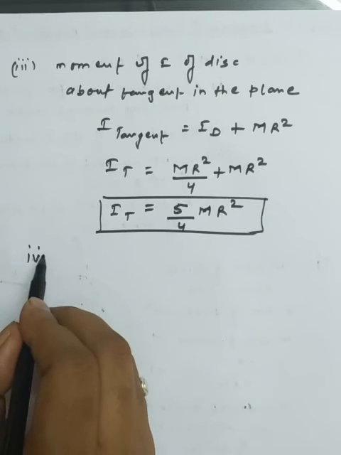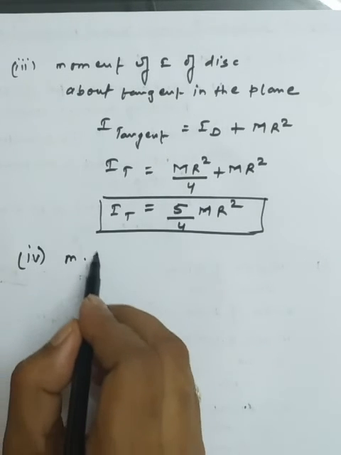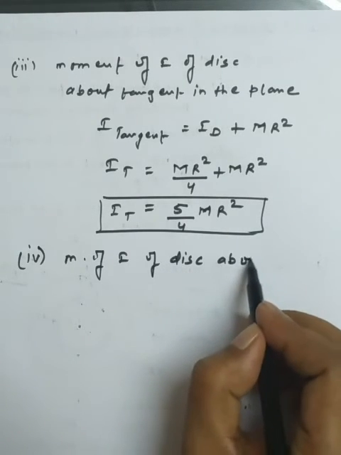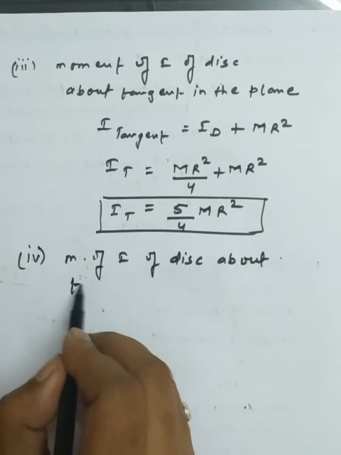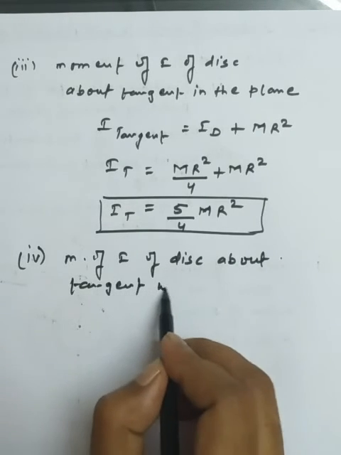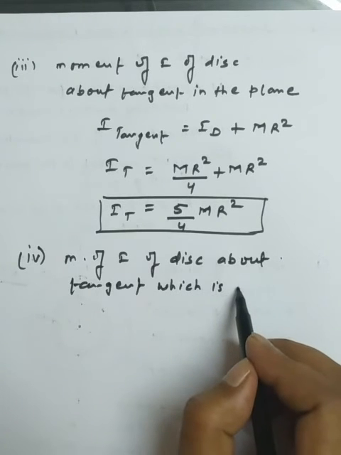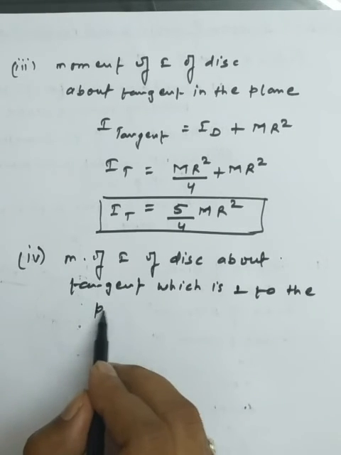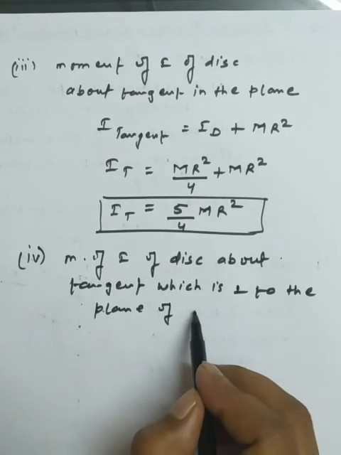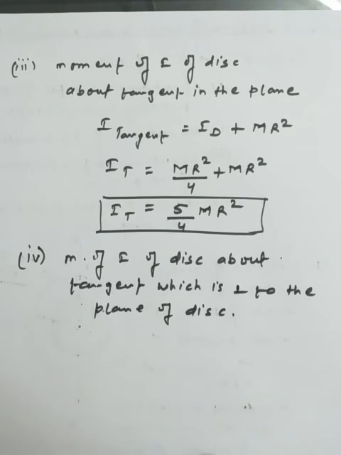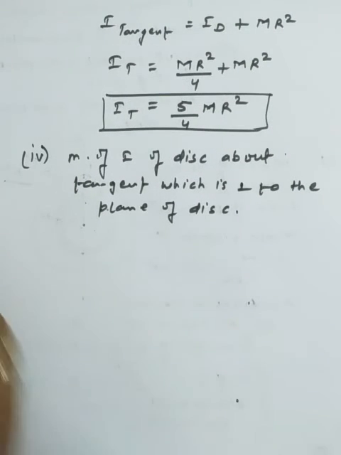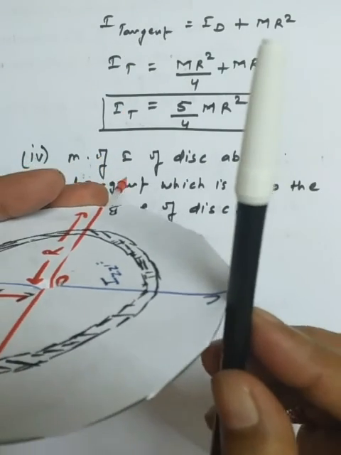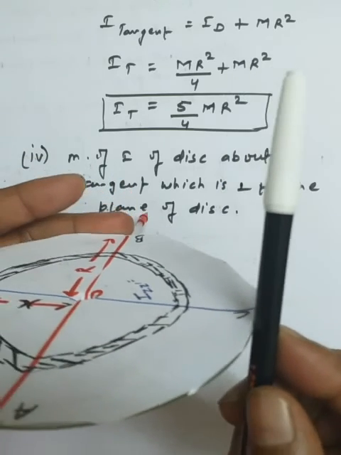Okay, now the fourth problem we have is the moment of inertia of a disk about a tangent which is perpendicular to the plane of the disk. So how can we execute this? So we should consider a tangent which is just perpendicular to its plane. Okay, so this is the situation we have.